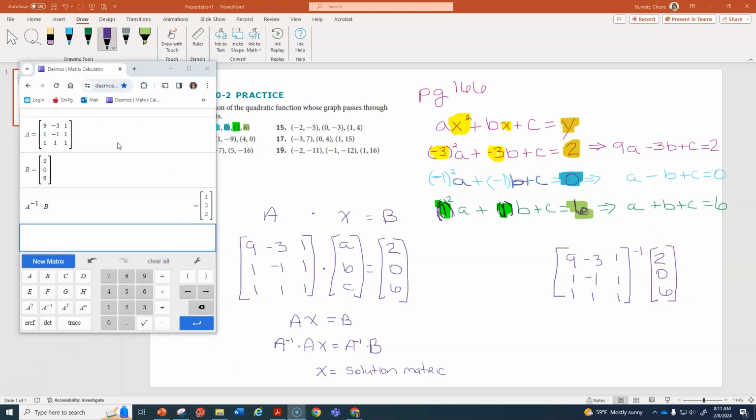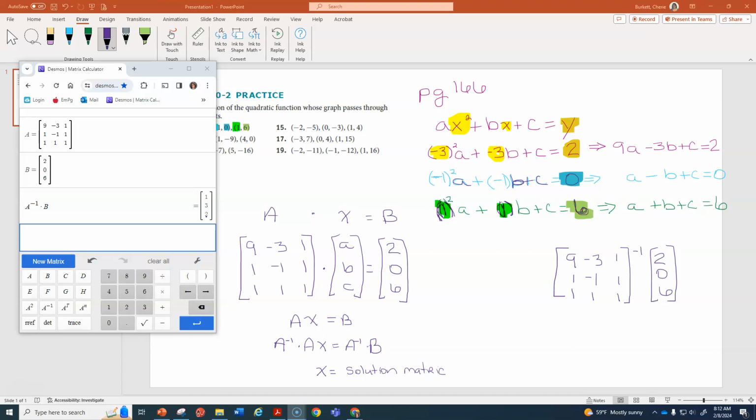So as you can see here, I pulled up my matrix calculator, my Desmos matrix calculator. This part right here shows where I entered matrix A. Here's where I entered matrix B. And then on a new line, I multiplied the inverse of matrix A times B. That means that this right here is the answer.